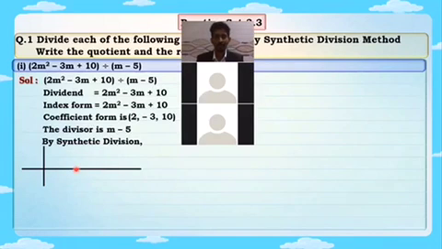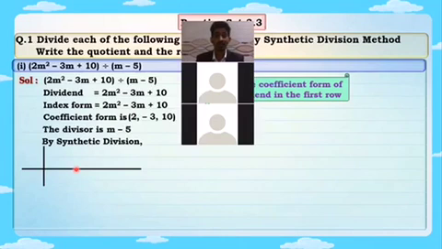Now in this format students, on the first line we are supposed to write the coefficient form. So let's write down the coefficient form answer by leaving some prominent space in between. Only numbers along with the sign, that is 2, -3 and 10. Don't write comma and bracket over there. We are only gonna write the numbers by leaving some prominent space.